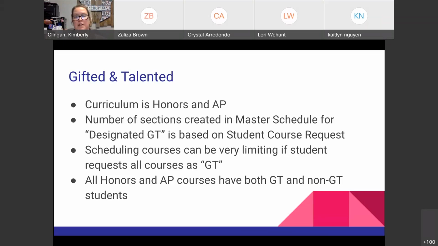We create the master schedule again based on courses that are requested or put into the system. So if we have enough students who request it, then we'll be able to keep offering it. English consistently, year after year, has designated GT sections. So we love to be able to offer that opportunity for our students.